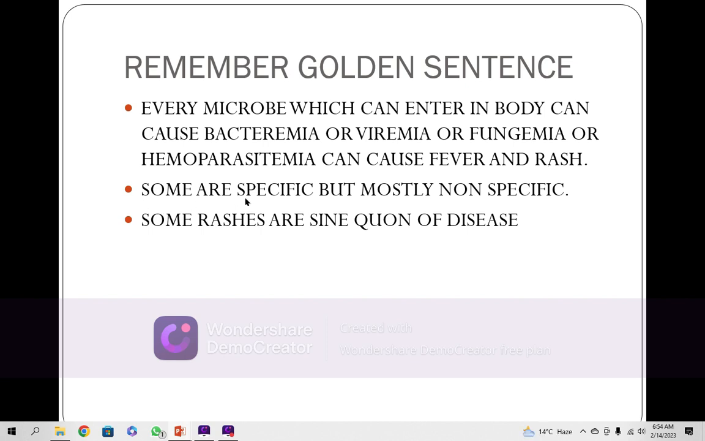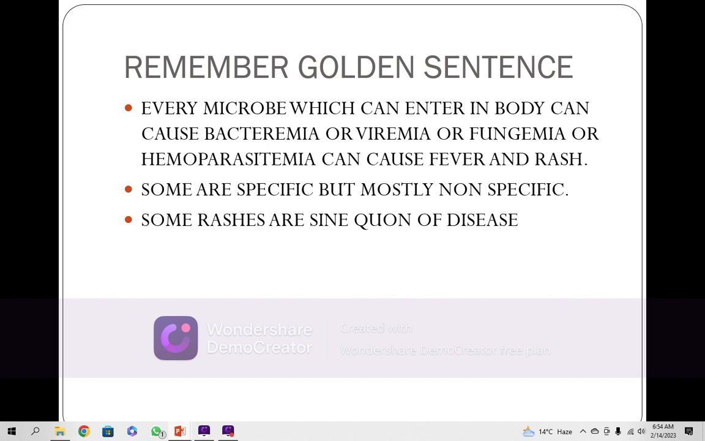Now some are specific rashes, but mostly they are non-specific. They do not indicate anything except the bacteremia or viremia. It is a transient phenomenon. Some rashes are the sine qua non of the disease, and they are very specific rashes. They are the hard data of the disease.